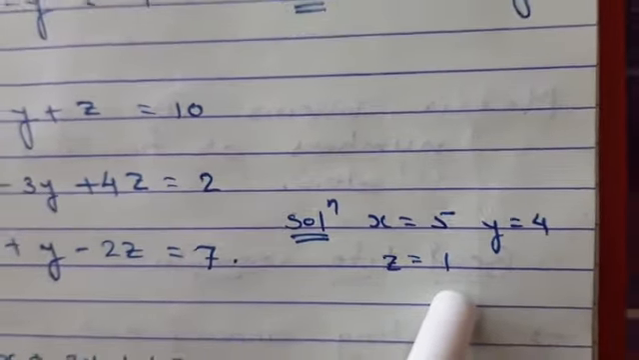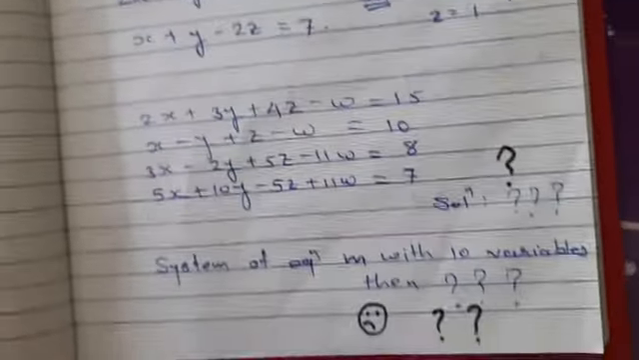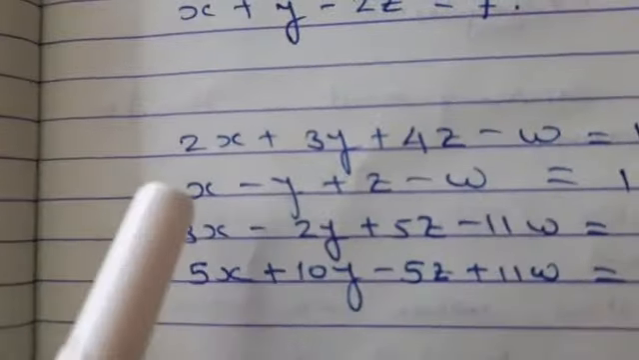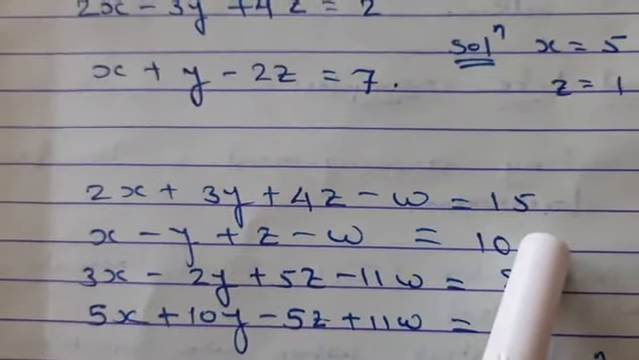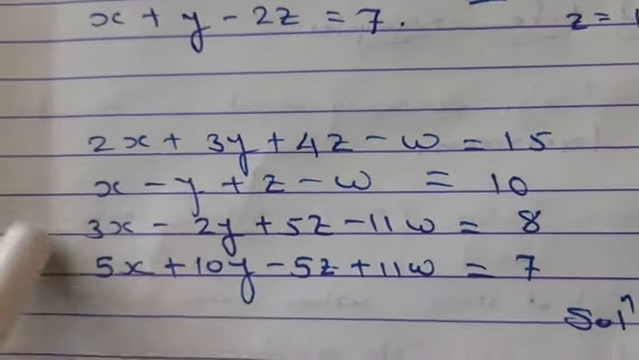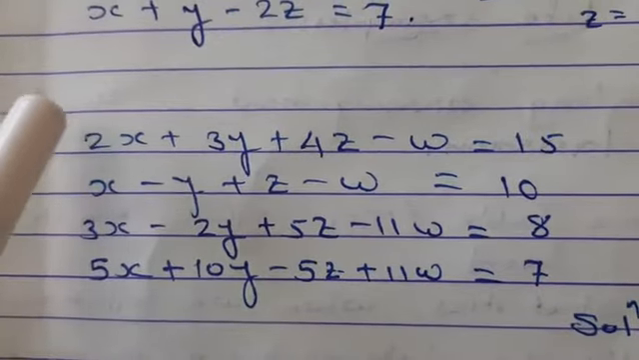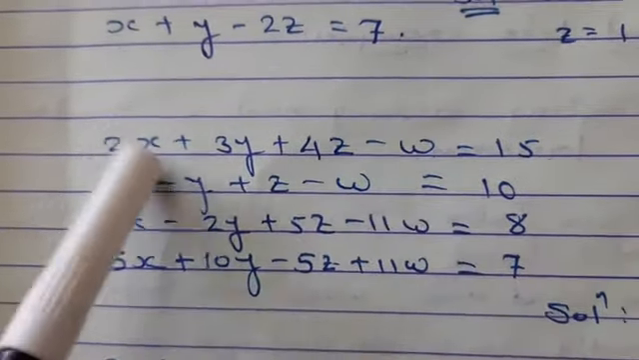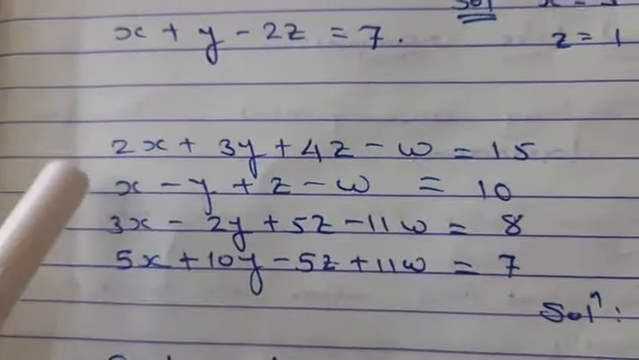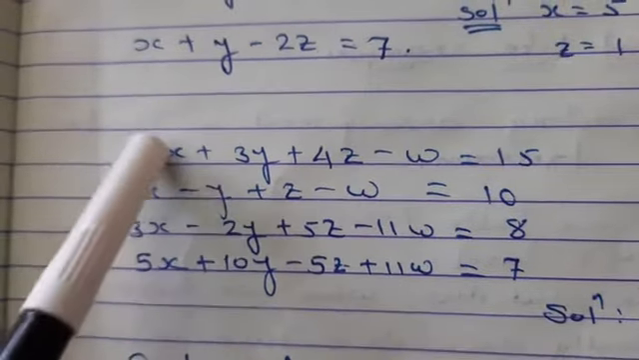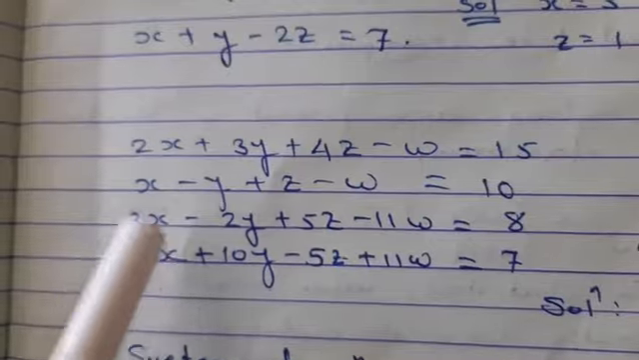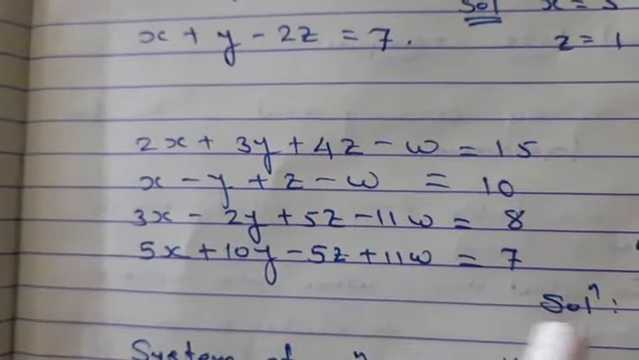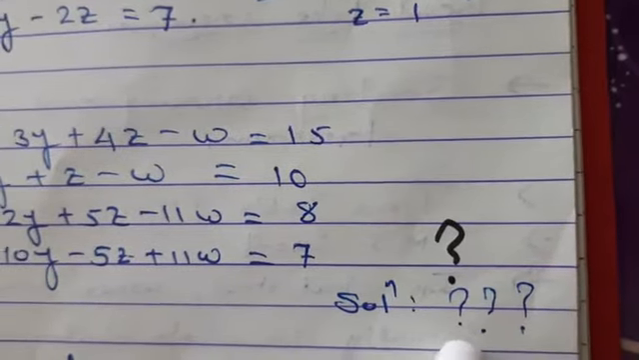Now let us move on to the next problem, that is 2x plus 3y plus 4z minus w is equal to 15, and in the same way we have equations with four variables x, y, z, w, and the total number of equations is also 4. So whenever we have four variables, at minimum we need four equations to solve. Now what will be the solution? So this is a little bit tricky.